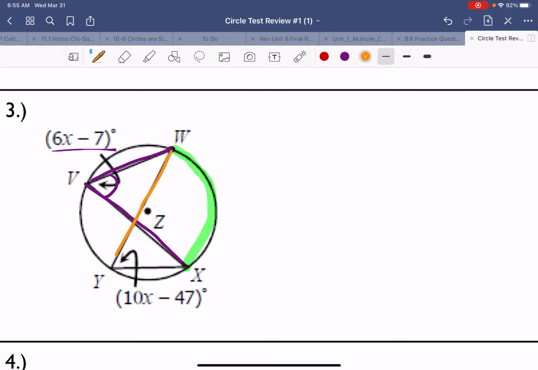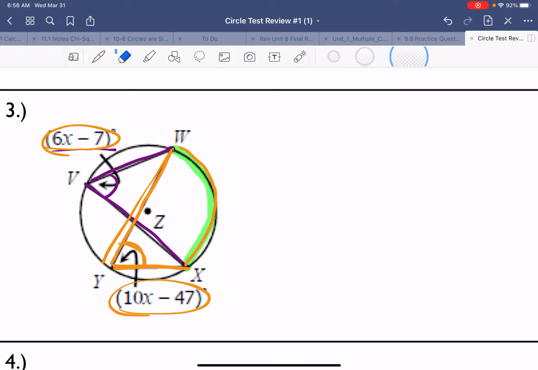But if I look at this angle right here from WYX, you'll notice that it's also connected to that same exact arc. So hopefully that'll jog your memory and help you recognize that if two angles are connected to the same arc, then they are pretty much the same angle. So now I know I can get those two and set them equal to each other.